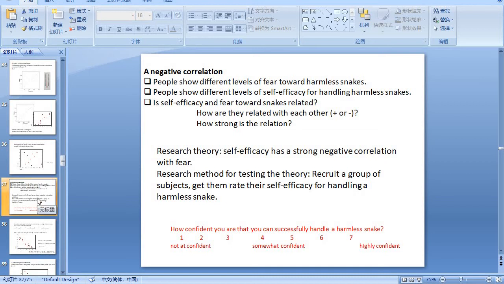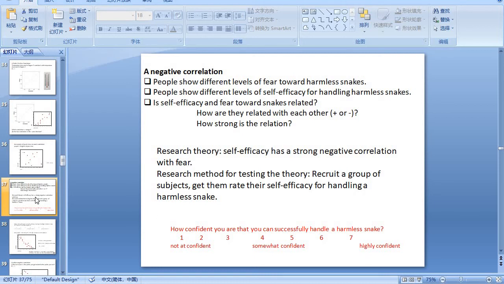Another example of a negative correlation. Suppose you are studying people's fear and anxiety. Suppose you are interested in why some people have a fear of snakes, even harmless snakes would really scare them. And you have a hypothesis that says fear has a negative correlation with confidence, or what we call self-efficacy in research.